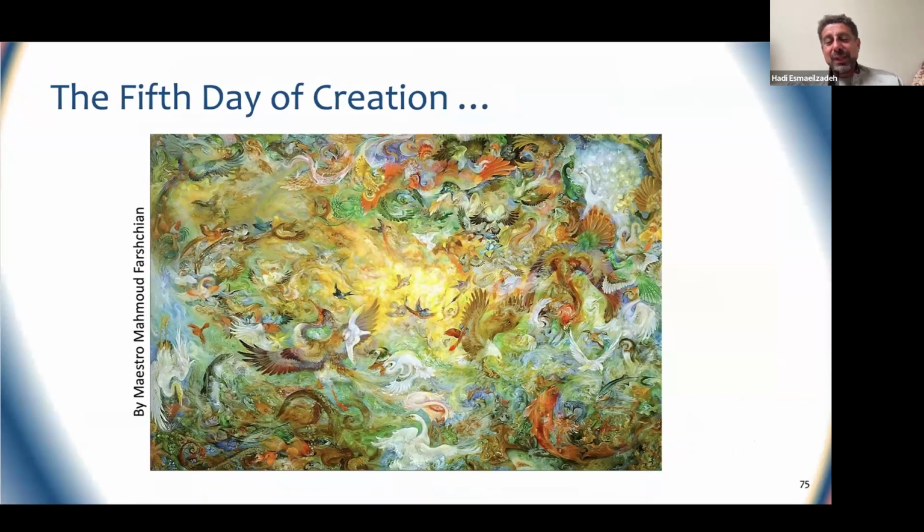a beautiful miniature from Maestro Mahmoud Farshchian, one of the biggest maestros of painting. Here is the fifth day of creation. It's not yet the sixth day. There is a lot to be done, and there are a lot of innovations that we have to come up with.